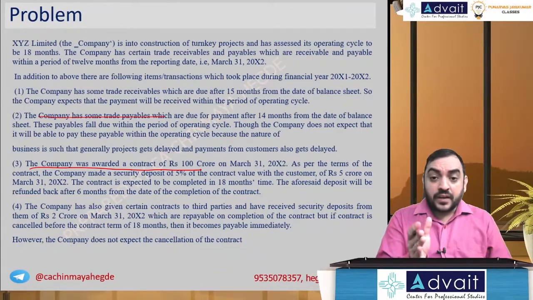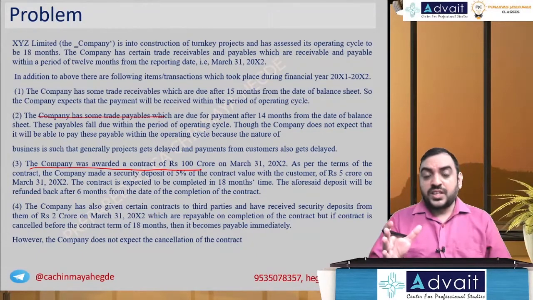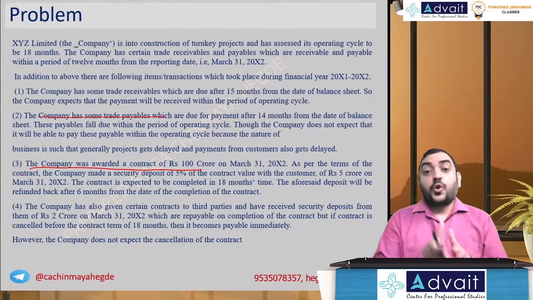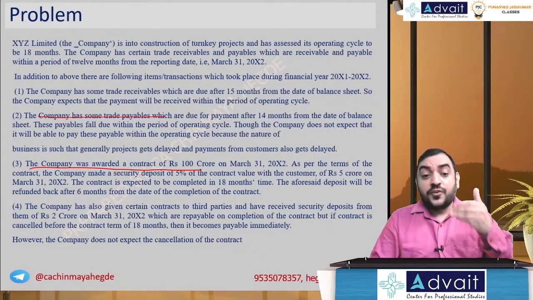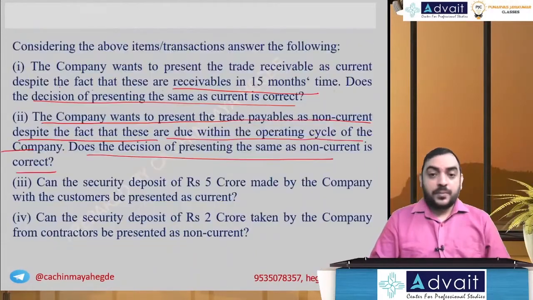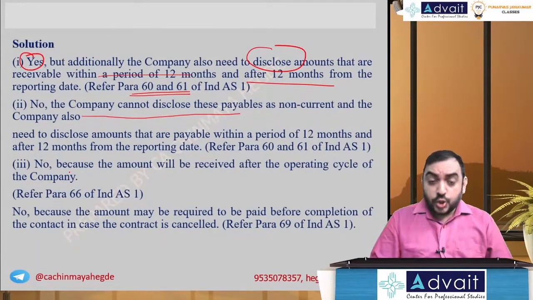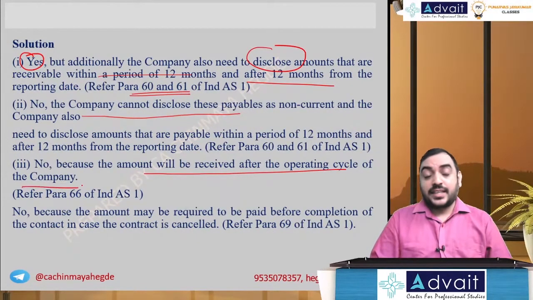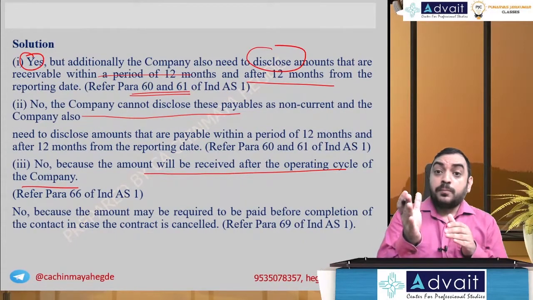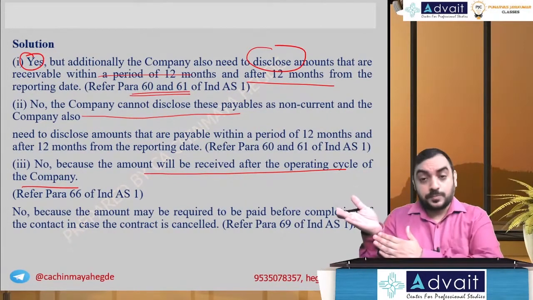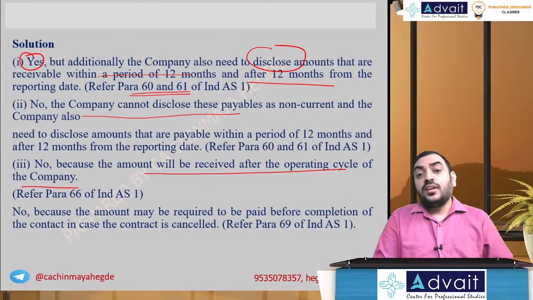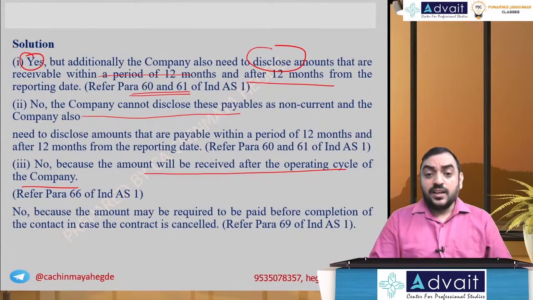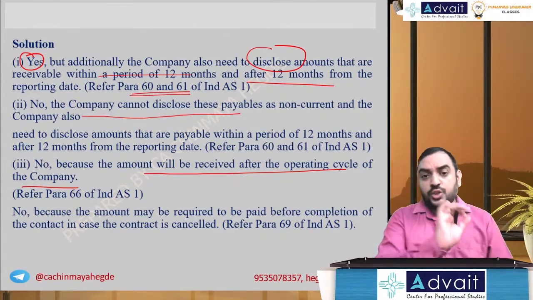So you have got a contract, you have deposited 5% of the amount with the customer, and this will be complete within 18 months, within operating cycle, but you don't get the money immediately after completion. It will be refunded after 6 months from the date of completion. Can the security deposit be classified as current? The answer is no, because the amount will be received after operating cycle. The project will be completed within 18 months, but still it takes 6 months more, because the refundable amount is within 6 months from the date of completion. Therefore, it will cross operating cycle. It crosses operating cycle means it becomes non-current. You cannot show it as a current item.